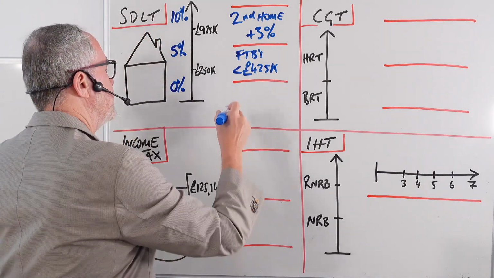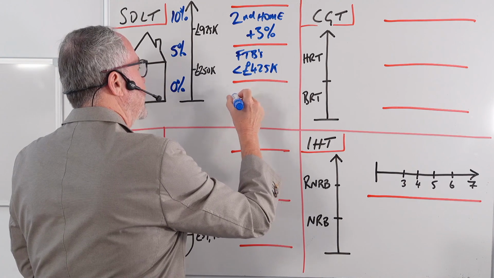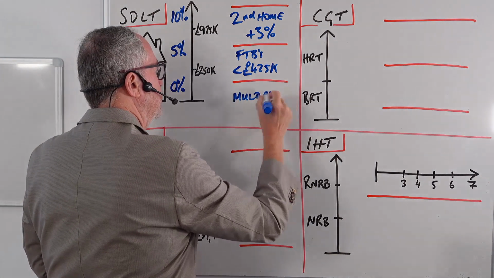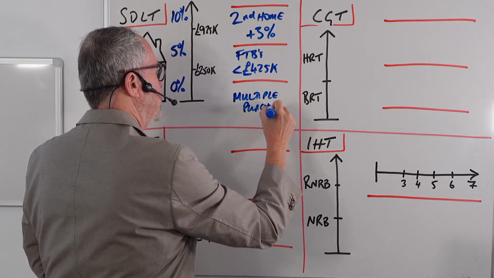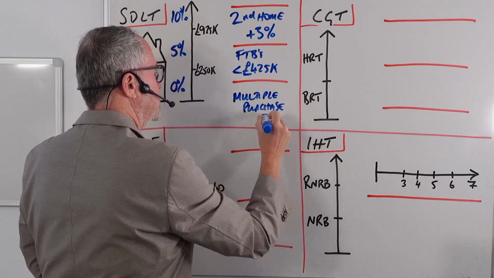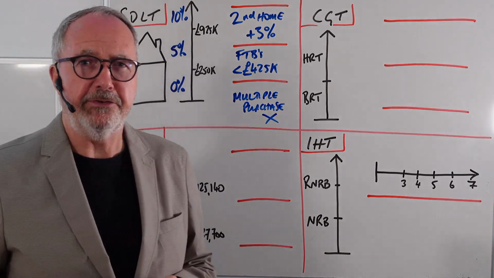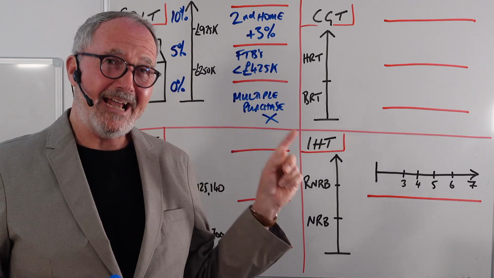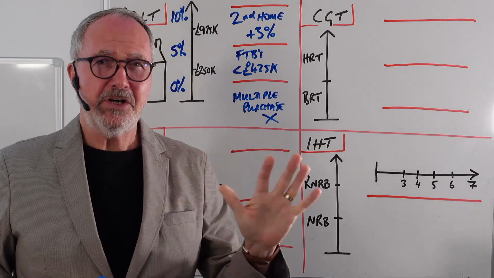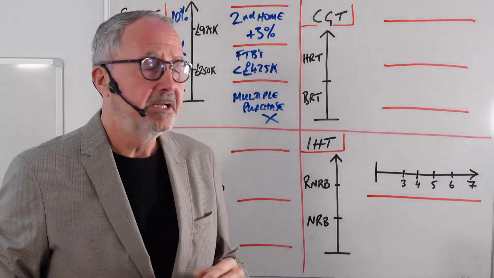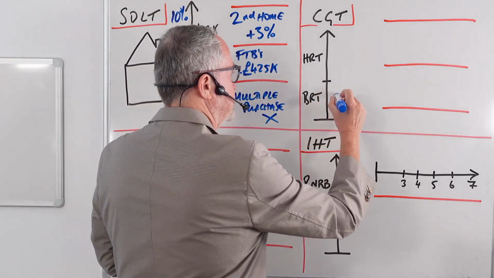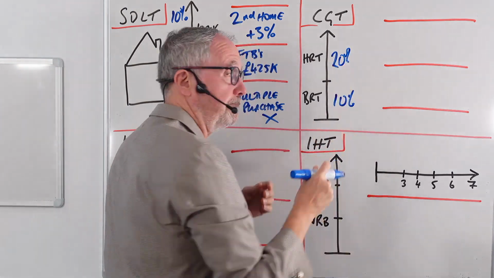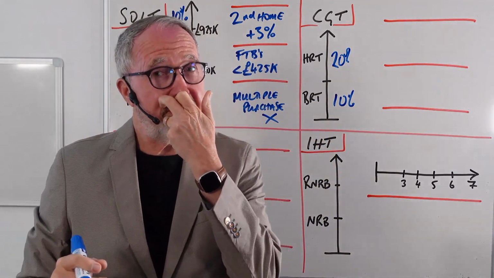But the change in the budget for this tax year is that multiple purchases used to be able to offset some stamp duty by using an average figure. That's now gone, so that's the change that's happened in stamp duty. Other than that, pretty much the same. Capital gains tax over there, again, not a lot of changes. Capital gains tax has two rates: basic rate tax at 10%, higher rate tax at 20%, which is still the same as it's always been.